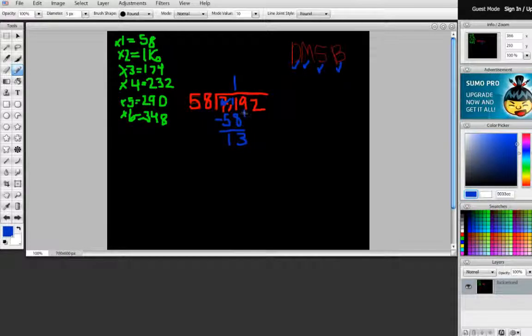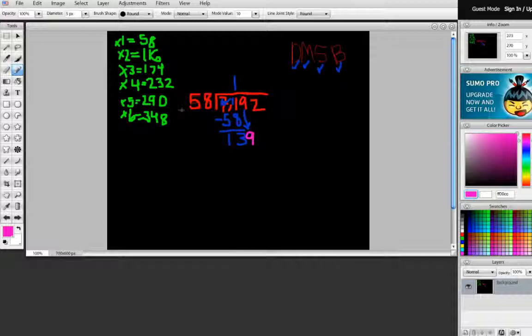So here's where another common error happens. When you're bringing down, you don't bring down just any number. Make sure that you bring down the next number in place value. All right, let me click a new color so we can see the next step. So I'm bringing down, in this case, the 9.